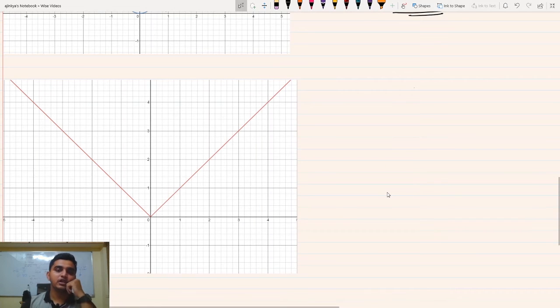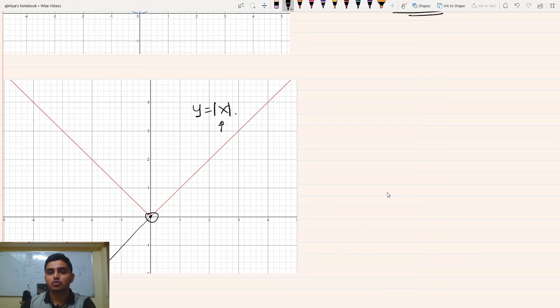So this graph is y equals mod of x. So each and every negative value of x gets converted to a positive value. So if you drag this line over on the negative side, you will have the exact mirror image of this graph. So at this particular point 0, we can say that this particular function is not differentiable.